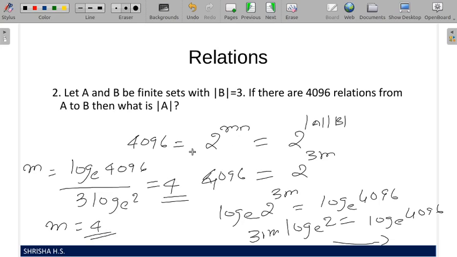So we had 4096 equal to 2 to the power of 3m. We wanted to find the number of elements in A, that is, we wanted to find m. We took log e on both sides, did the normal arithmetic, and the answer we got is 4.